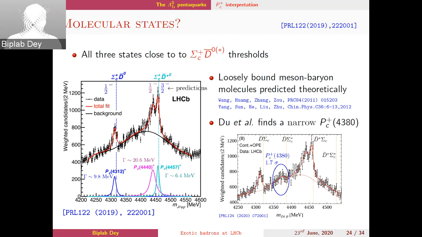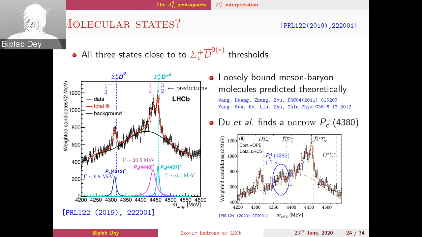Okay, and looking at our data, it's not just the Σc, sorry, it's the Σc* D̄. So these people also predicted states close to the Σc* D̄* threshold. They have done fits. So there might even be a narrow 4380, a narrow one, not the older one, corresponding to the Σc* D̄ threshold. Okay, so more on the narrow widths.